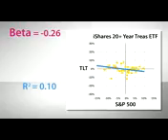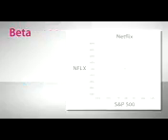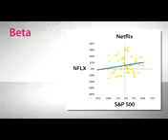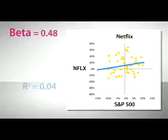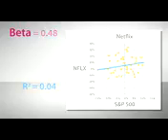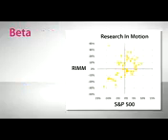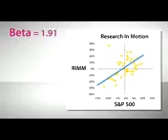Now let's look at a few NASDAQ stocks. Netflix has a beta of 0.48, but those dots are all over the chart, so the correlation with the S&P 500 is nearly 0. Research in Motion, on the other hand, has a much higher beta, 1.91, and a higher correlation to the market.